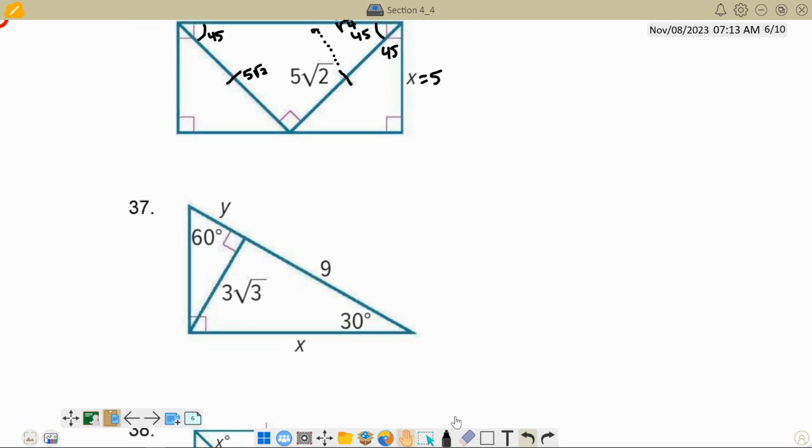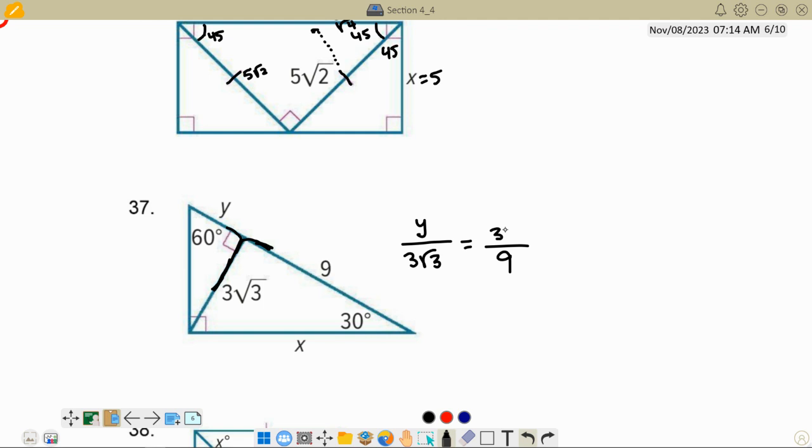30, 60, 90 triangles again. I wonder if they're going to make us use geometric mean. We could. Look at this. See, this guy right here is shared between this triangle here, and it's shared between this triangle here. So look at that. Y and 9 are going to go in the other two spots. We could just put Y and 9 in those two spots. We could put 3 square root of 3 here.